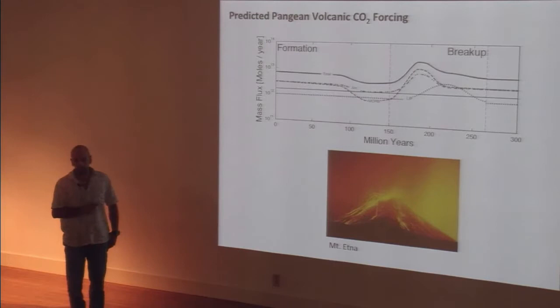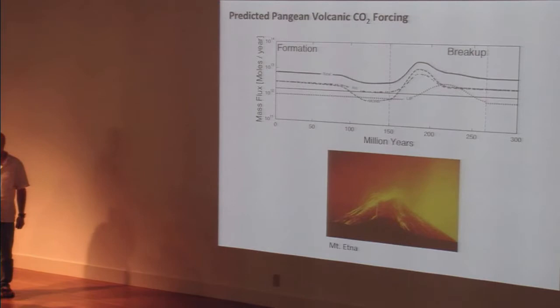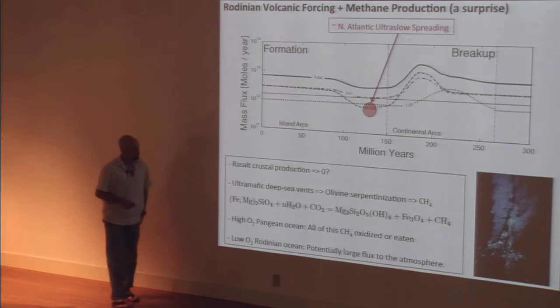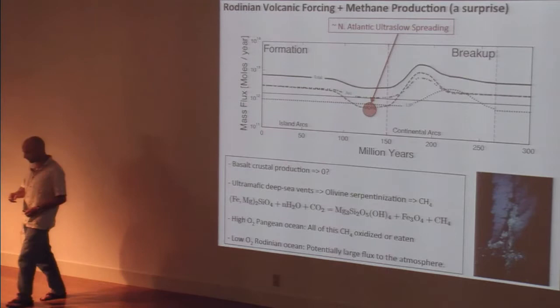I want to show you one surprise, and then I'm going to go to the results. So as we go down into the full formation mode, if we drop the oceanic mantle temperature 50 degrees. Sorry, Mark, where did those curves come from? From the temperature. From the mantle temperature, well, two things: the mantle temperature and the spreading rate, which I normalized to your work.